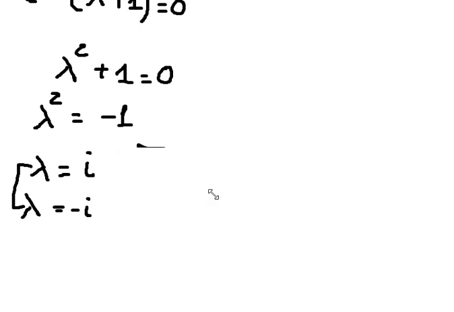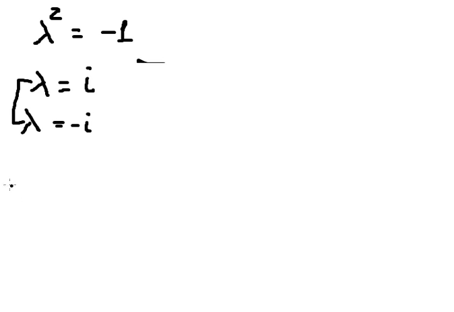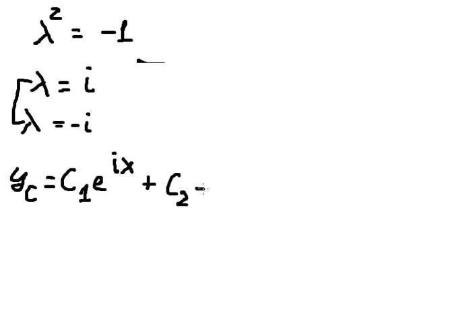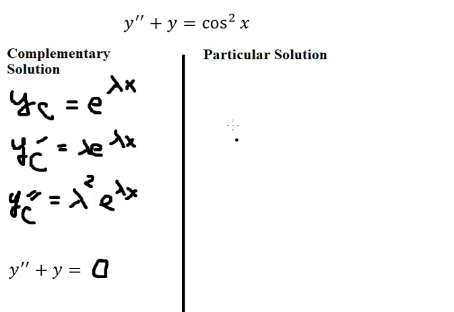So for this one, we have yc equals c1 e to the power of is, and we have c2 e to the power of negative is. So this is the first one. Now let's go to the particular solution.